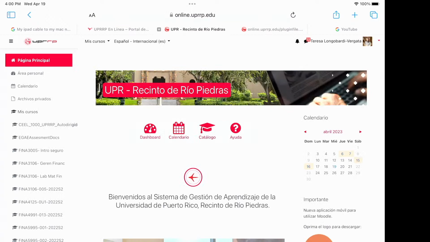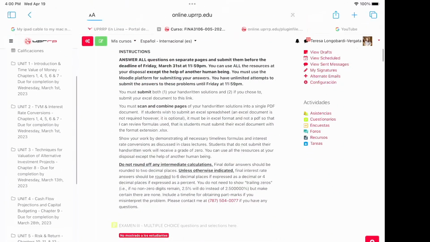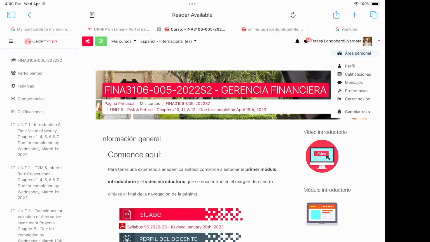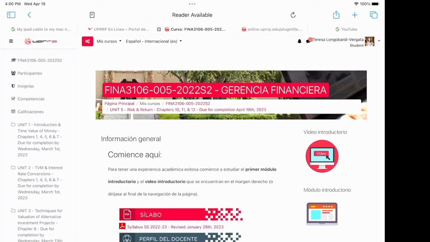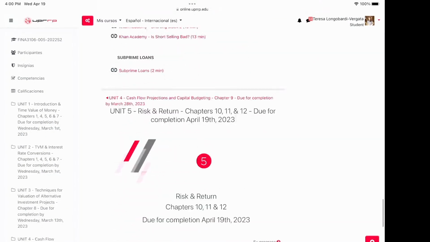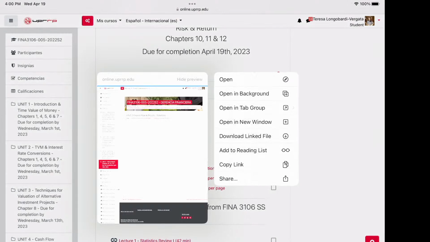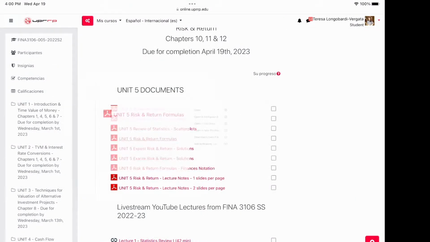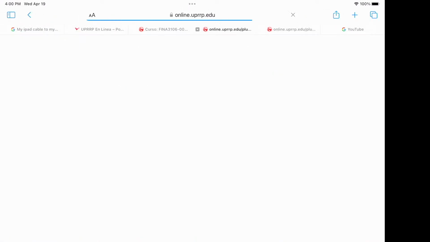All right, so you can see the platform, and am I in our course? So in Unit 5, I have to show you your view or it gets confusing. Okay, so right under where it says risk and return formulas, this one. I just changed it because it wasn't the right document.